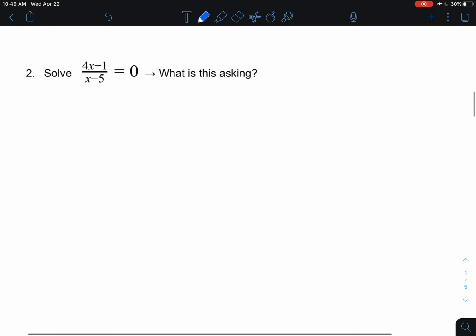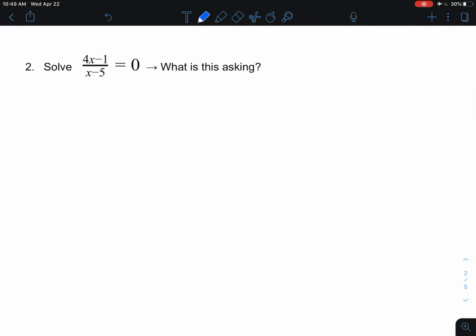Okay. So here we have (4x minus 1) over (x minus 5) equals 0. So again, we'll start by addressing this question. What is this question even really asking us to do? Well, one way to look at it is algebraically: what values make this equation equal, or the expression on the left equal to 0.